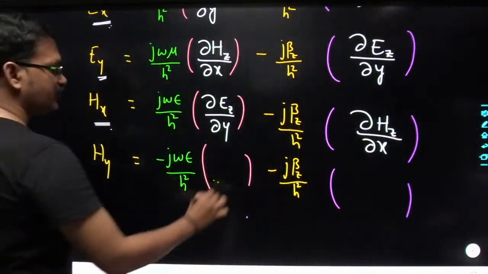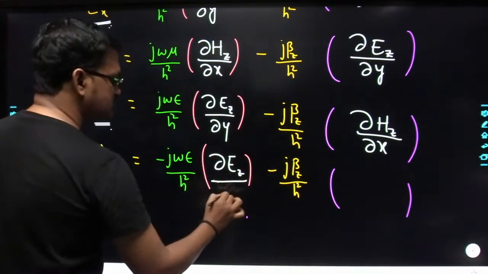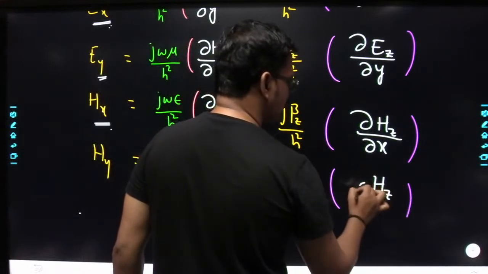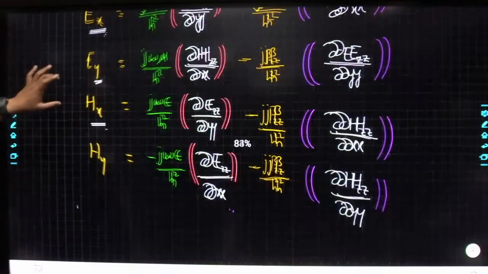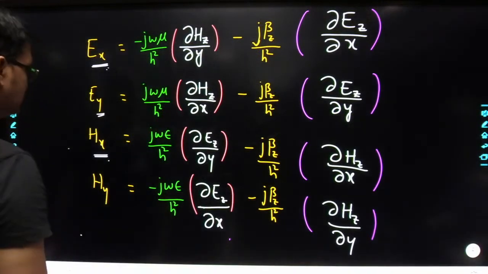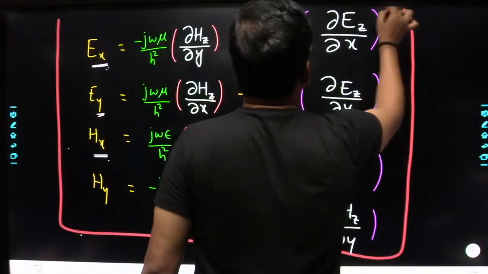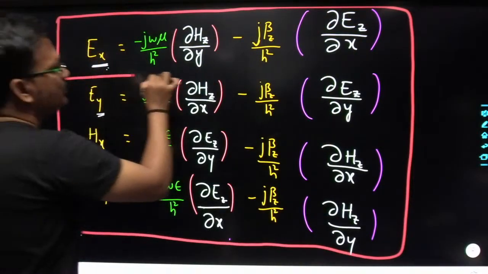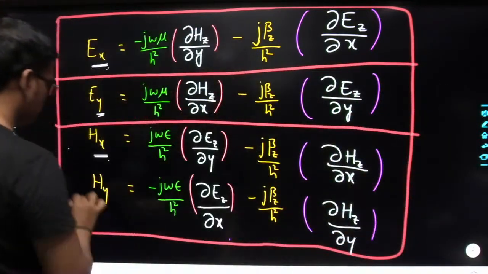And here differentiate the z component of the electric field with respect to what? With respect to x. And here differentiate the z component of the magnetic field with respect to what? With respect to y. Okay, so in this manner you can easily remember the relations between the transverse field components and the longitudinal field components.